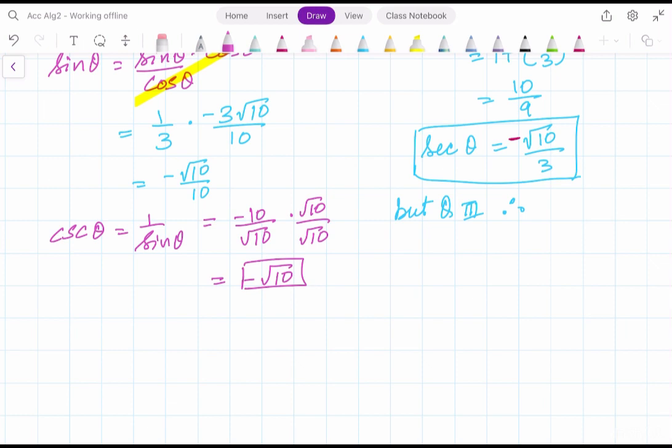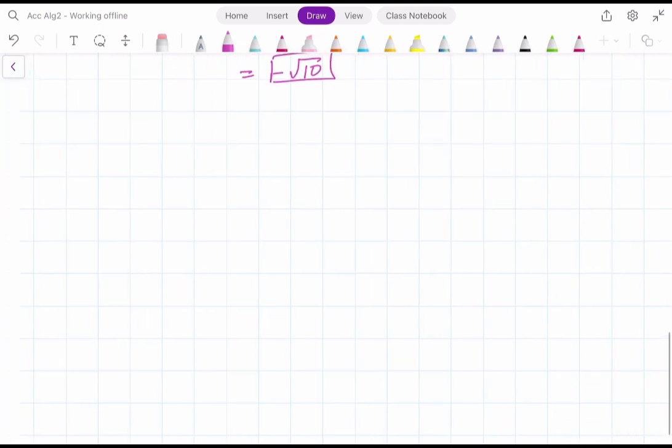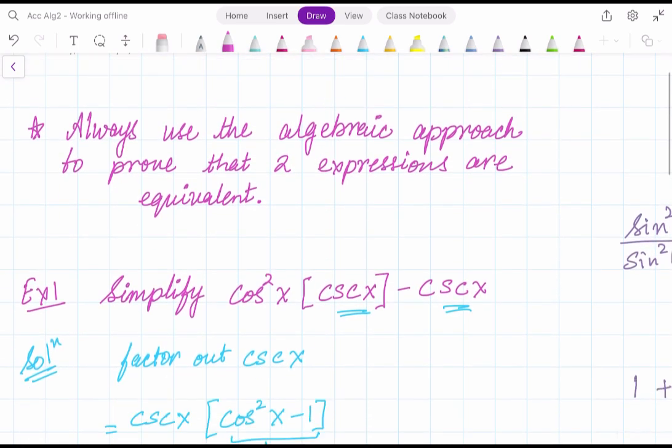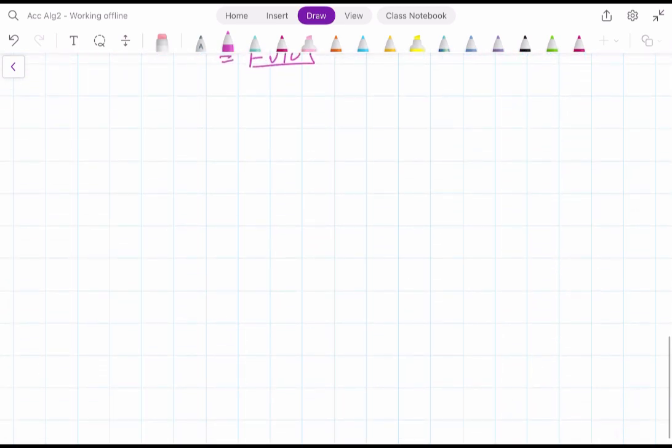Let's take one more example. Now, yes, sorry about that. Example 3. In this case, they want us to use factoring.